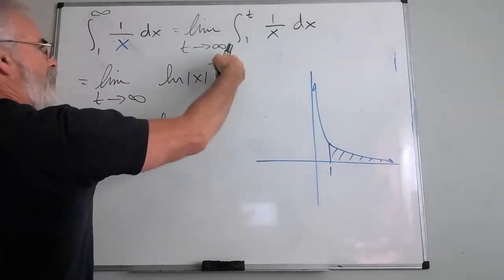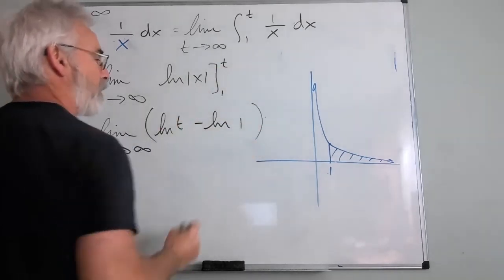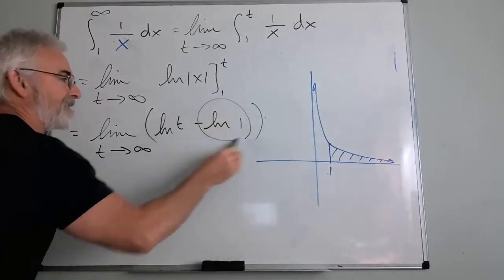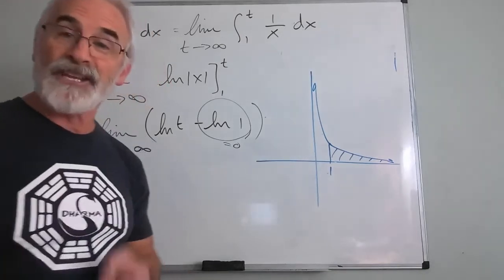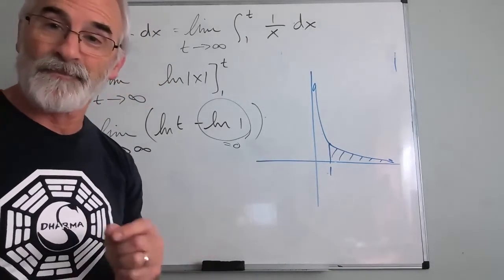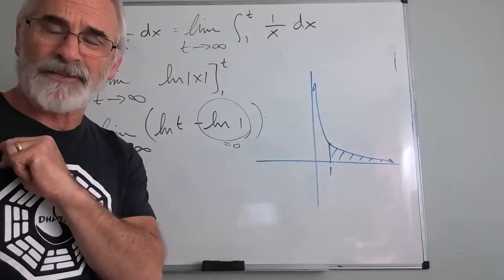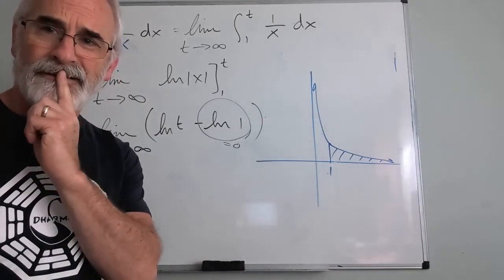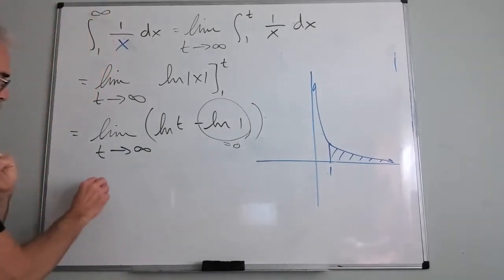Well, these are both positive values, so I can drop the absolute value. And of course, I know this guy here, that's 0. So my answer is simply the limit as t goes to infinity of log t. And as t goes to infinity, what's happening to log t? Anybody? Also going to infinity. Oops.